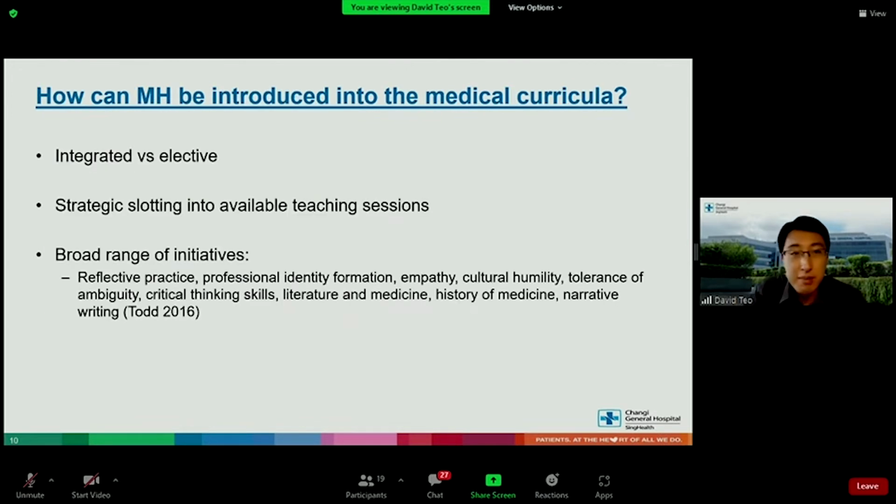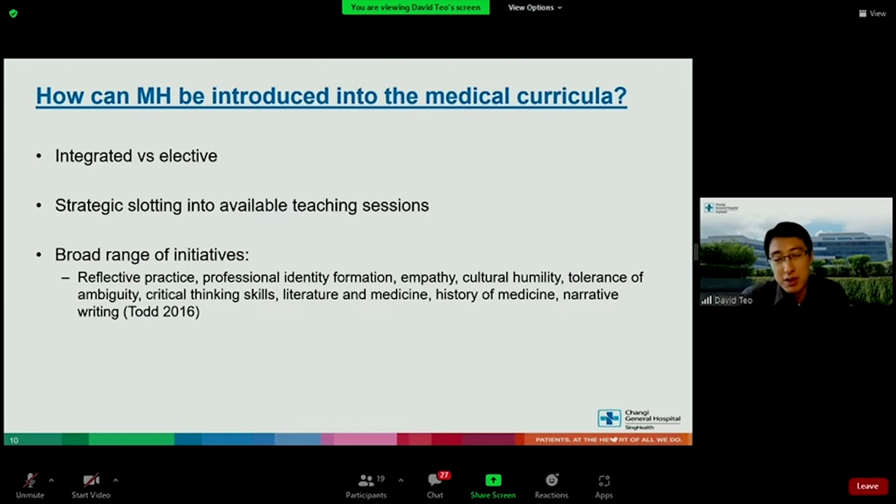So then how can the medical humanities be introduced into medical curricula? I think there are various kinds of approaches that have been written about in the literature. Of course there's the integrated versus elective approach. Integrated would mean that they are incorporated into the curricula and day-to-day practice, so much so that sometimes it's not something that is so intentional, but rather something that's ongoing, something that people may not even realize is ongoing.